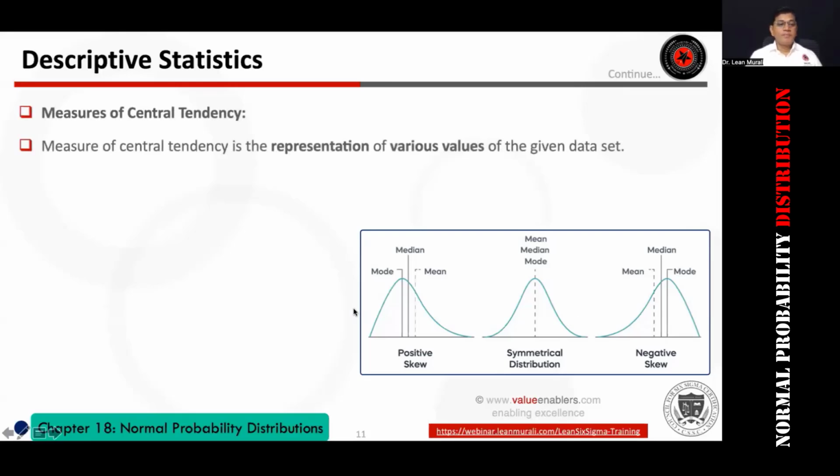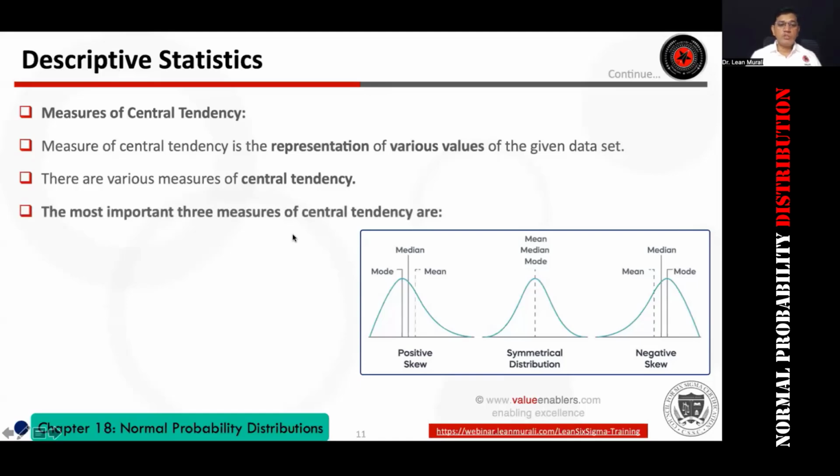So measures of central tendency is a representation of the various values given in the data set. There are various measures of central tendency. The most important thing is that now I will introduce the symbols for it: the mean, which is X bar, also called average, and also written as mu, the Greek symbol mu; the median, which is capital M; and the mode, which is Z.